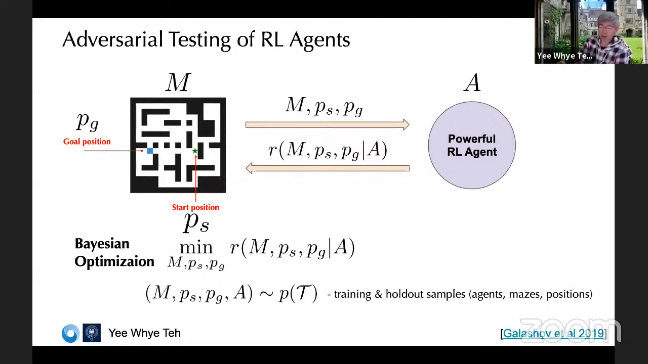where we're trying to basically minimize the reward that the agent gets. We're minimizing over the maze, the start location and the goal location, given the RL agent. And if we have lots of examples where we have an agent and it's given a maze, a start location, a goal location, and it's obtained some reward, then we would like to minimize this thing here. Okay. So this is in a sense an adversarial testing of our RL agents.